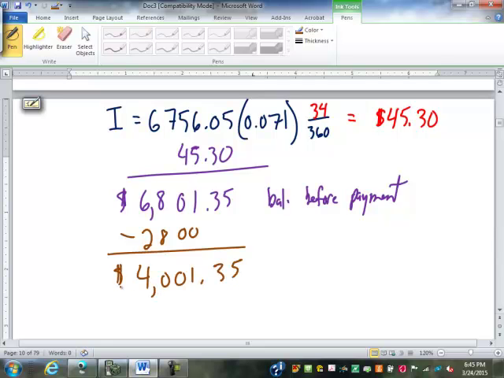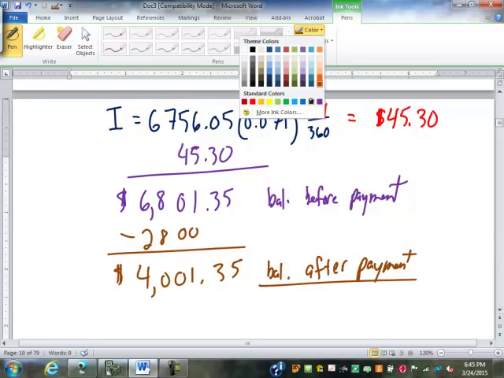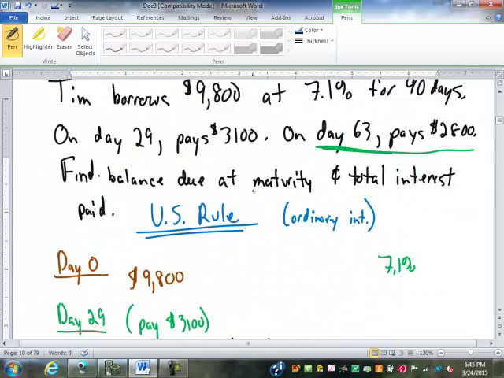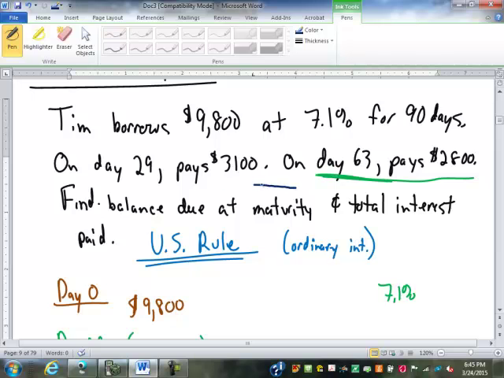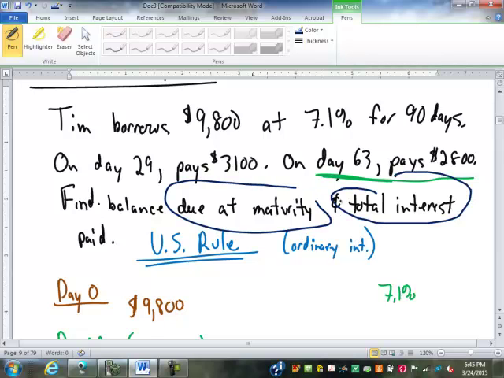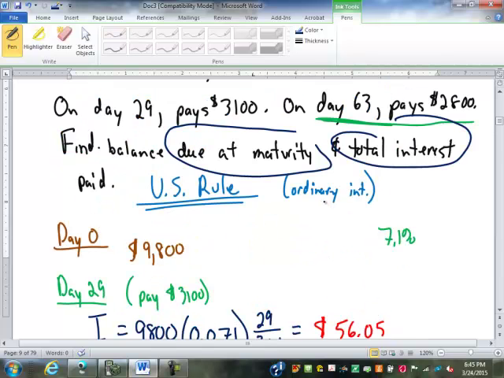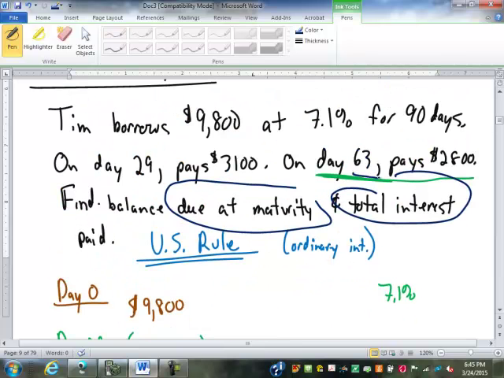$4,001.35 is the balance after the payment. Any questions? Well, so far I haven't answered any of the questions that have been posed yet. What were they? Perfect. Balance due at maturity and the total interest. Are there any other actions before the maturity? No. Day 63 is the last action.